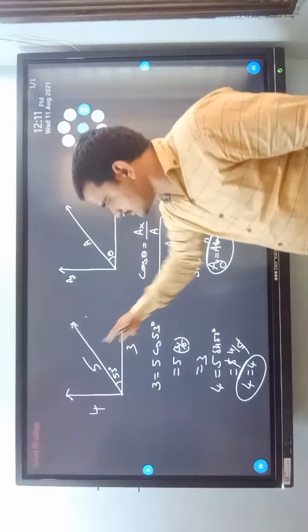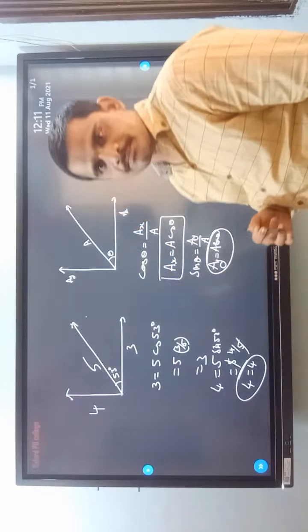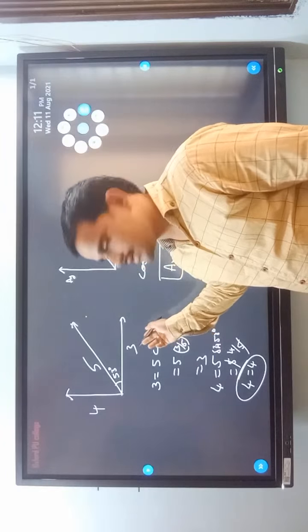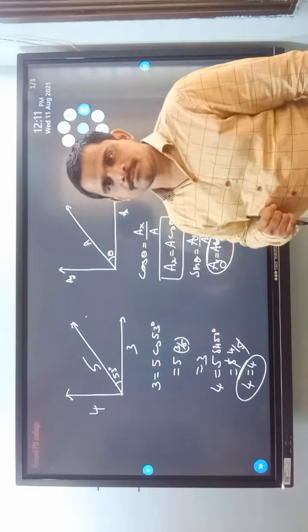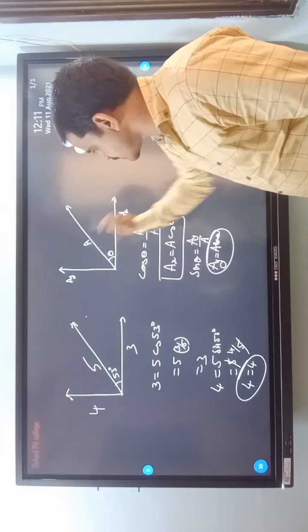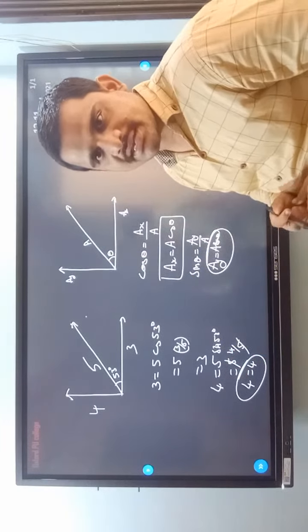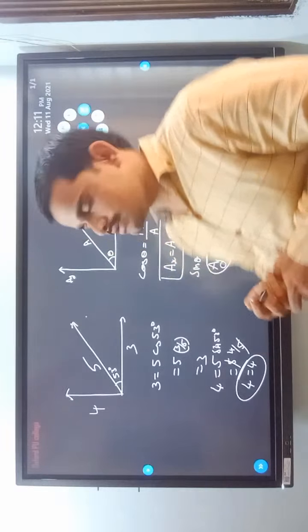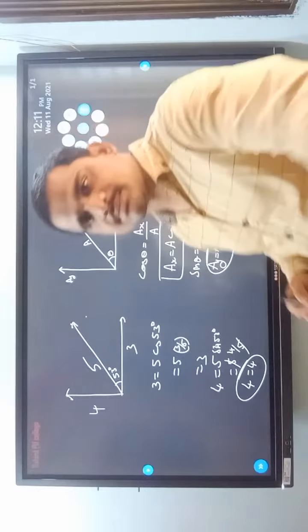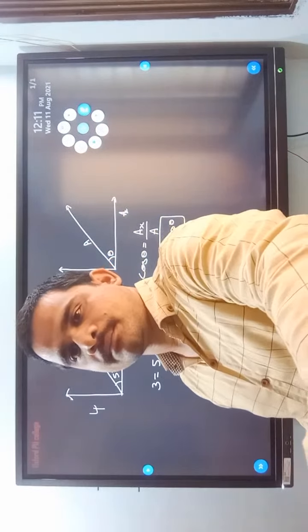A vector 5 is divided into 2 components, 3 and 4. Got it here? Now a vector A is divided into AX and AY. Cos theta is equal to AX by A. Okay now?